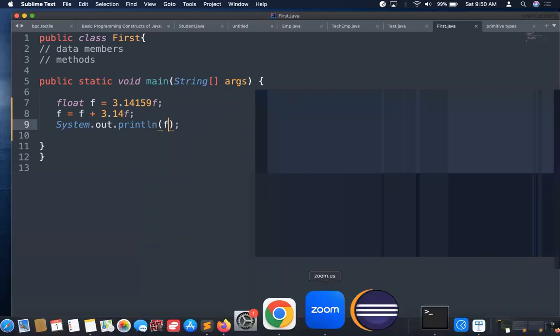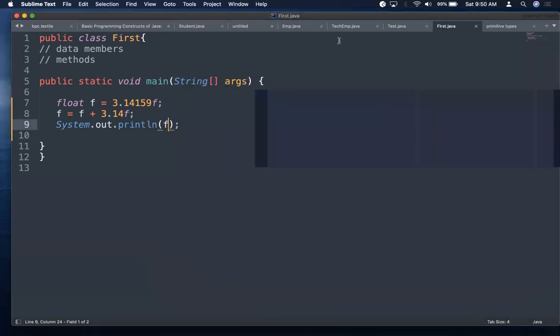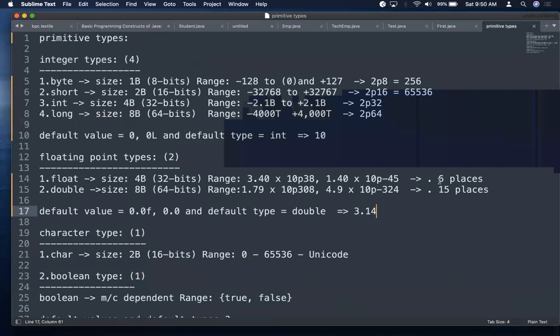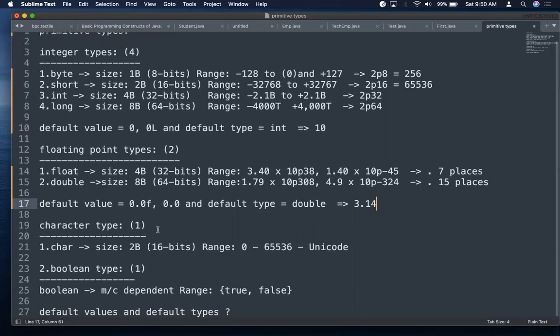One correction: if you see the output, it has 7 digits after the decimal point. So it's not 6, it's 7 decimal points. Let me correct this: float has 7 decimal points and double has 15 decimal points, and the default type is double.